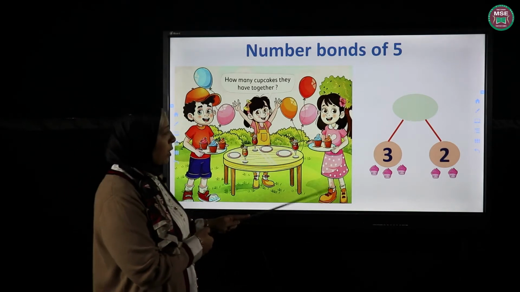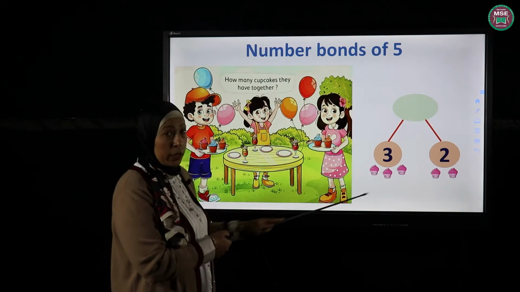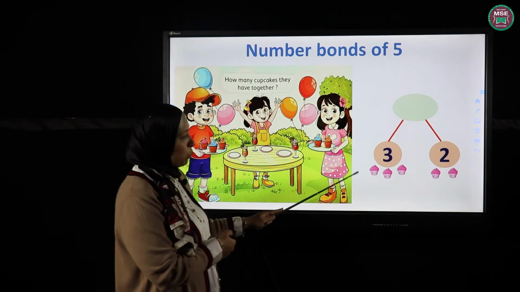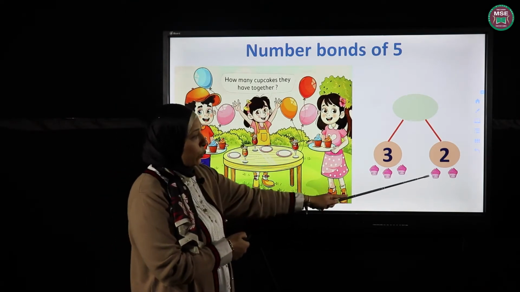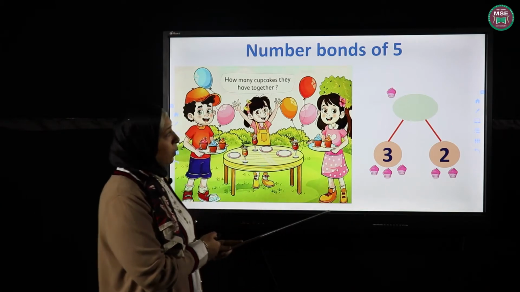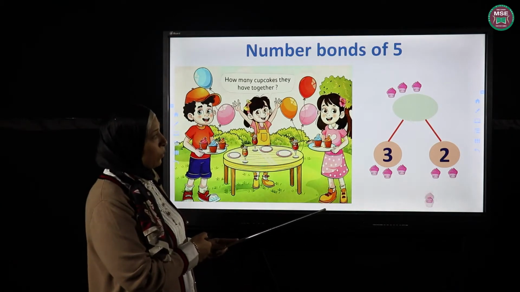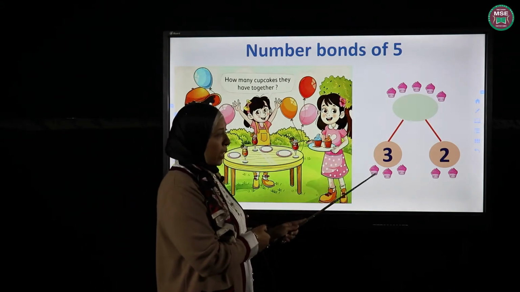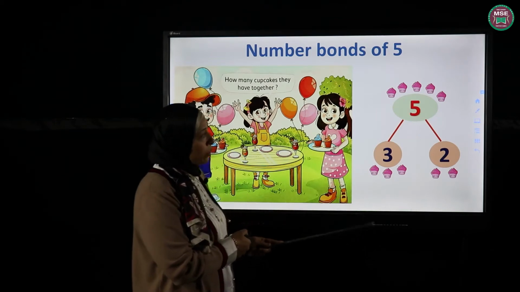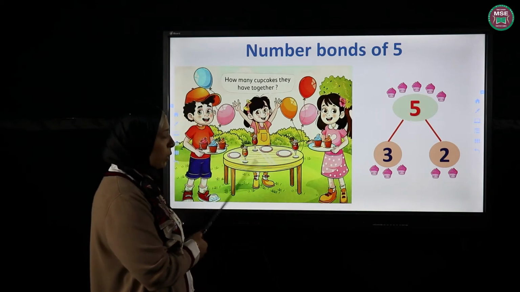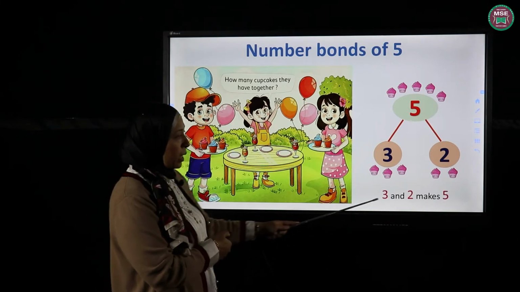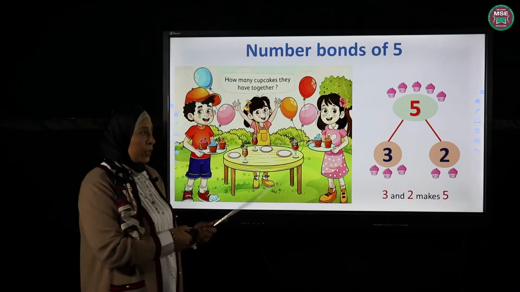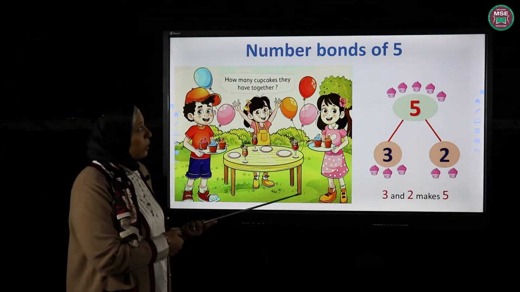Can you tell me how many cupcakes they have together? When we count all the cupcakes, how many cupcakes do the boy and the girl have? Let's count. 1, 2, 3, 4, and 5. So 3 cupcakes and 2 cupcakes makes number 5. Makes 5 cupcakes all together. Okay, so 3 and 2 makes 5. This is called a number bond, and I'm gonna show you another example so that we can understand it much better.